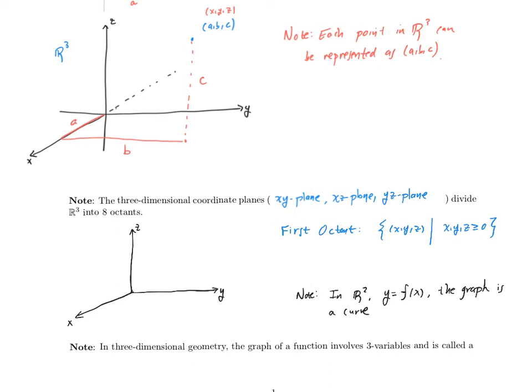In three-dimensional space, the graph of a function involves 3 variables. So now we have z equals f of x, y, and the graph of such a thing is called a surface. And that language of saying we have a surface is very important. Whenever we see that wording, it very clearly indicates to us we're going to be dealing with three-dimensional space.